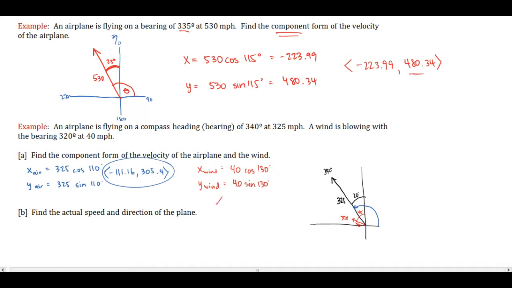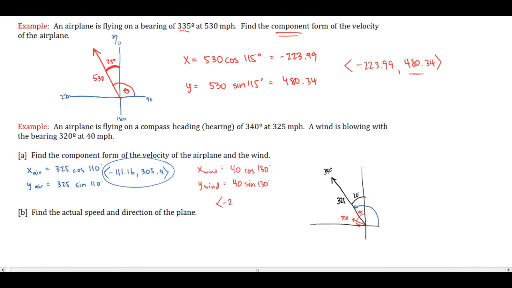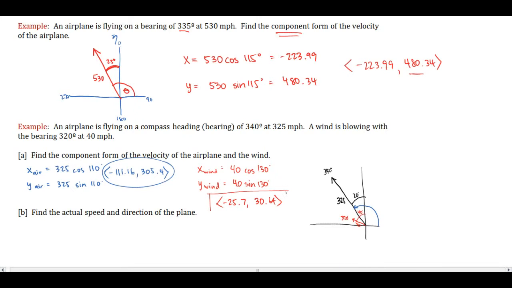And so the component form for that, just grabbing my calculator one more time, 40 cosine 130, 40 sine 130. And you see that as negative 25.7 and 30.64. So negative 25.7 and 30.64, I think I said. Yep. And that is our component form for the wind. So they have two different components.